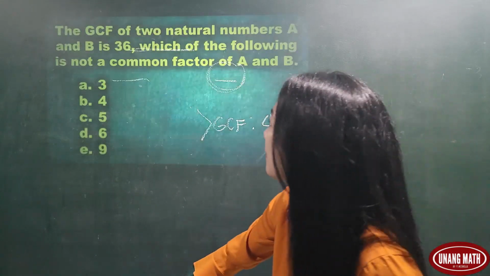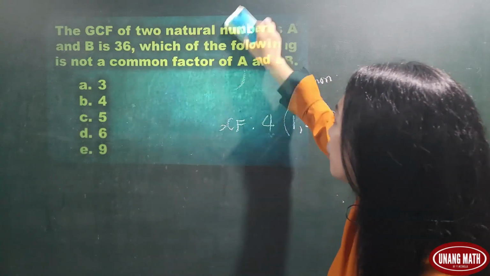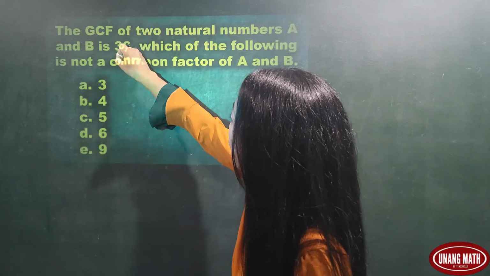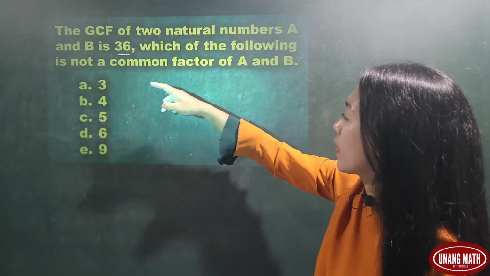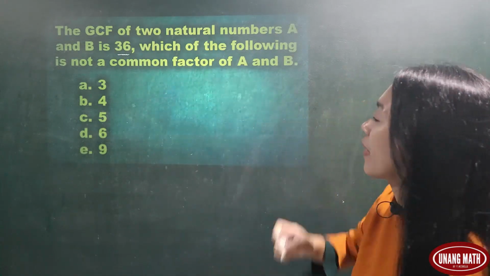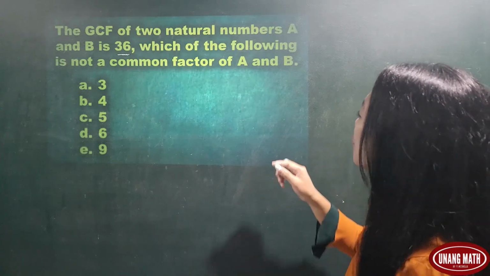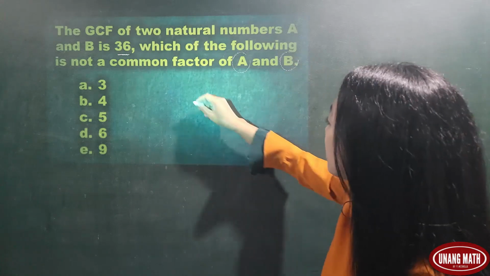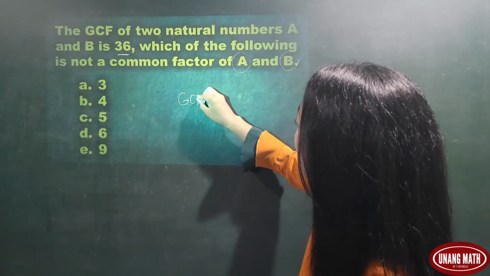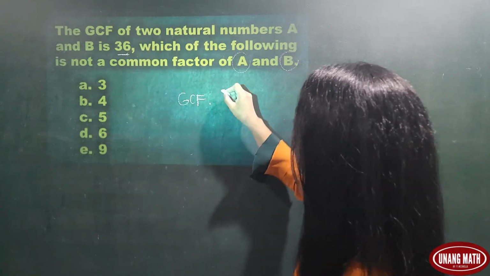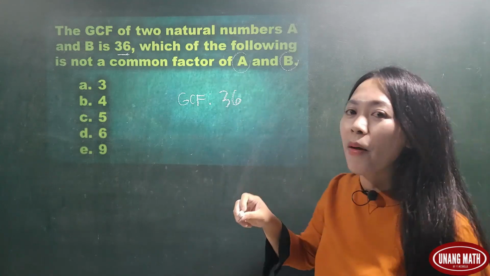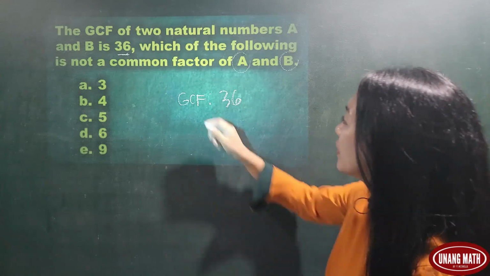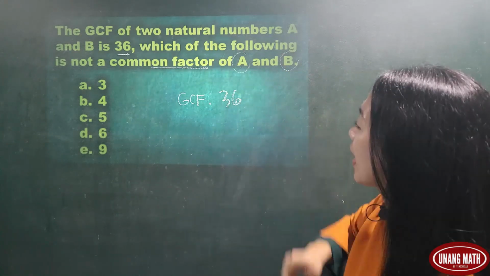Okay, example. The GCF of two natural numbers, A and B, is 36. Which of the following is not a common factor of A and B? We actually don't know what are the numbers or what are these numbers A and B, but we know that the GCF is 36. So using the property of GCF, we can find or we can know all the common factors of A and B.